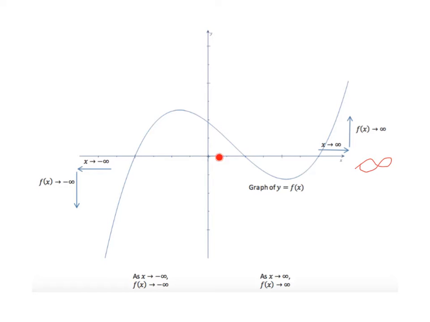So as the values of x increase, our graph is also increasing. As x approaches negative infinity, what is our graph doing? Our graph is also approaching negative infinity. So as our values of x get smaller and smaller and smaller, our f of x, or our y values, are also going towards negative infinity.